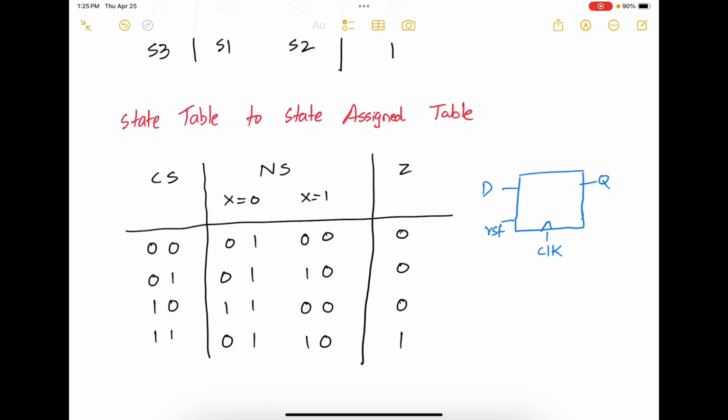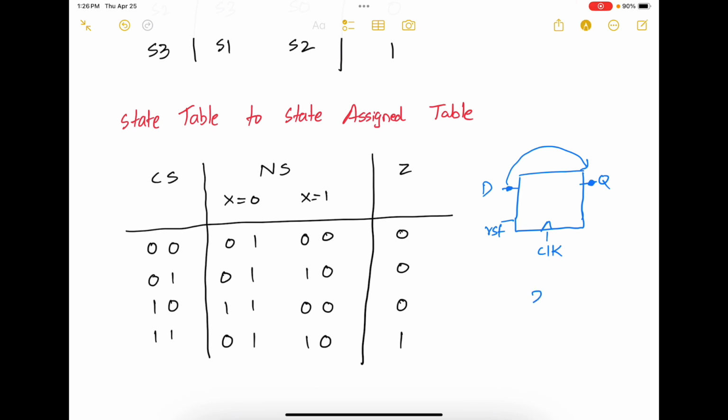Remember that the current state of the flip-flop is Q and the next state of a D flip-flop is sitting right here, that is D. So after a clock pulse, D moves to Q. So your next state becomes your current state after one clock pulse. So this is how we do it.